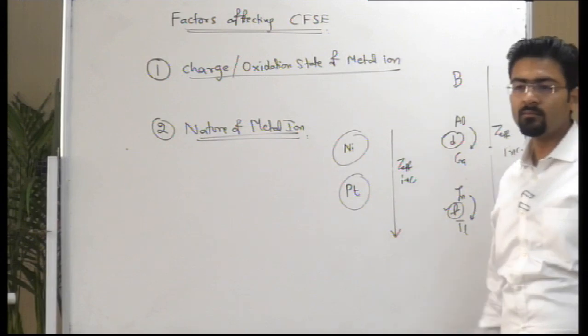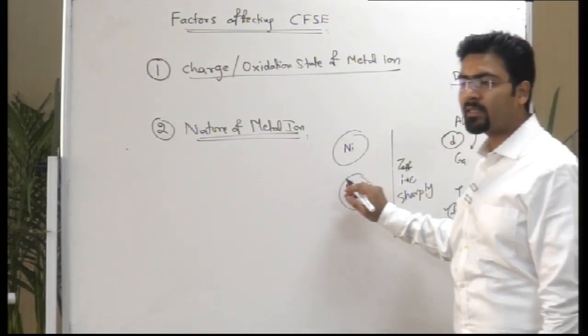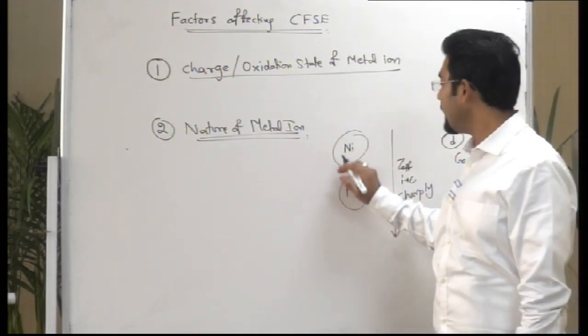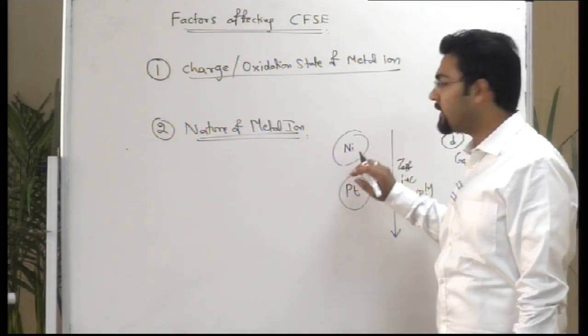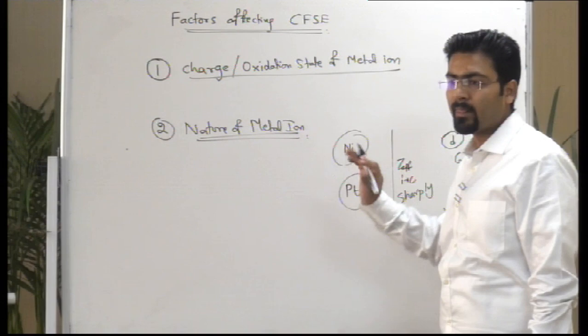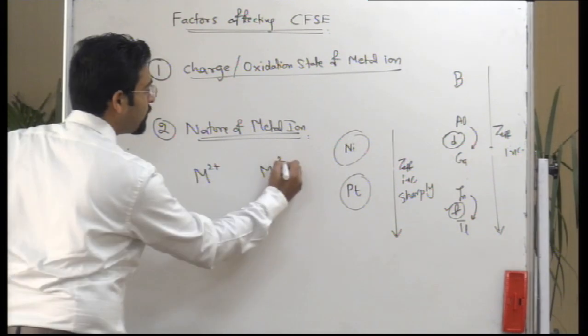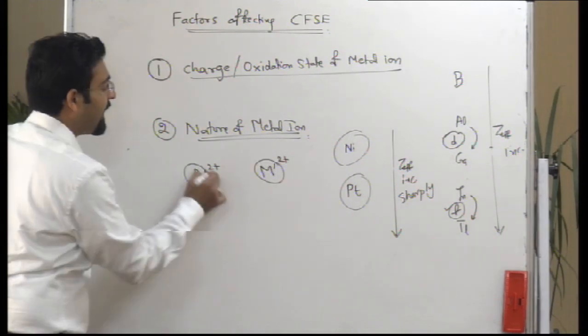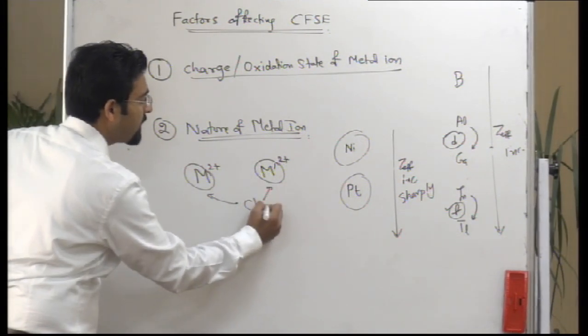So there's a sharp or drastic increase in effective nuclear charge, and there is not much increase in size, which means that with the same size and same charge, the attracting power or the field of this ion will be higher than that of this ion. What I'm saying is, let's just imagine I have two metal ions, M2 plus and for example M dash 2 plus. M and M dash are both metal ions having the same size, same charge, which means same charge density.